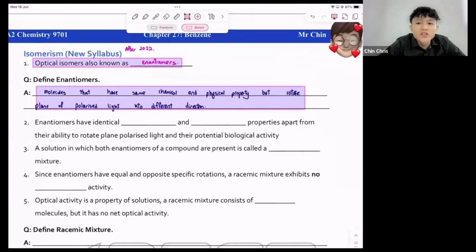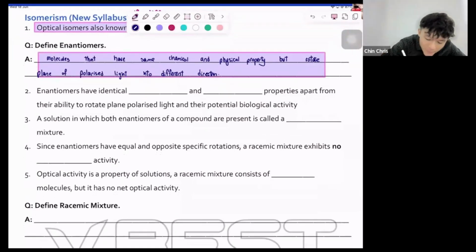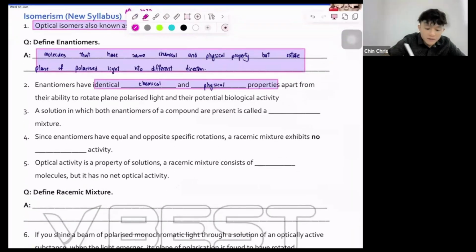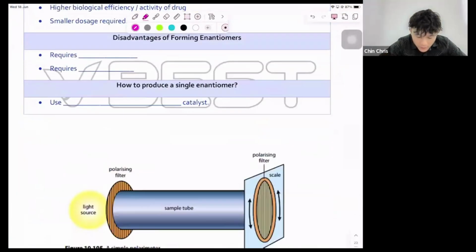Okay, guys, let's look at enantiomers, which are optical isomers. What properties do they have that are the same? Optical isomers will always have the same chemical and physical properties. Remember, their chemical and physical properties are the same. But what is different is the ability to rotate the plane of polarized light. That is the difference between them. Understand?